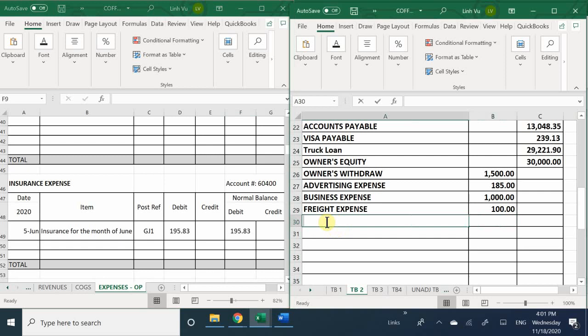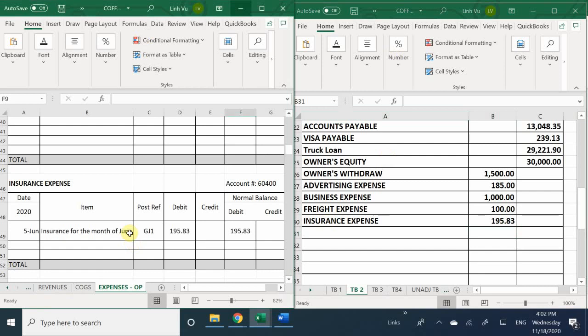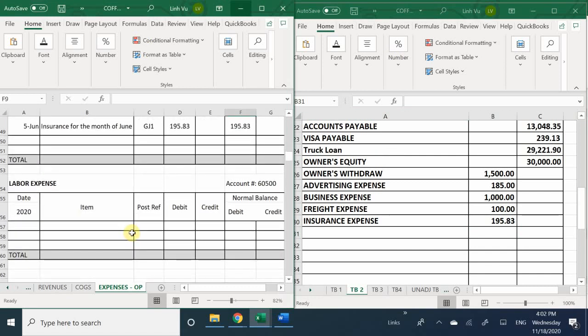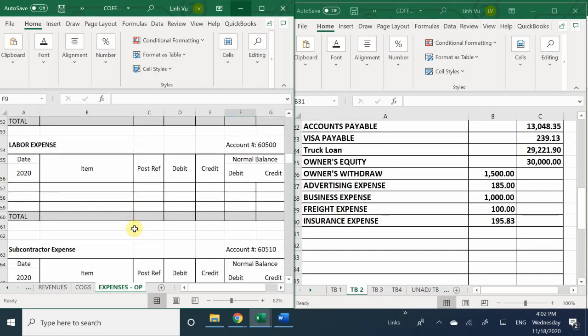Did we have any insurance expense? Yes, we did. Insurance expense for $195.83. Okay.